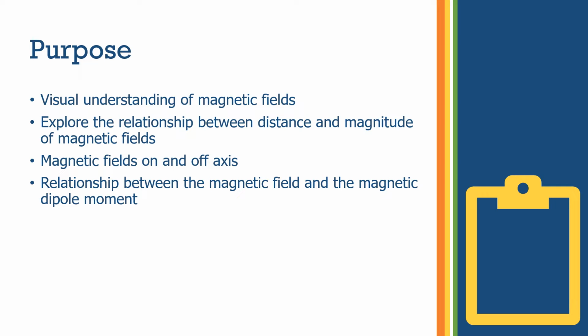Okay, so first I'll start off with the purpose of this lab. The purpose of this lab was to look at magnetic dipoles. For example, a bar magnet represented a magnetic dipole. Another purpose of this lab was to use the Biot-Savart law, which talks about the relationship between the magnetic field and its magnetic dipole moment. Also, to explore magnetic fields off-axis and on-axis at different distances, gain a visual understanding of magnetic fields, and observe the relationship between distance and magnitude of a magnetic field.